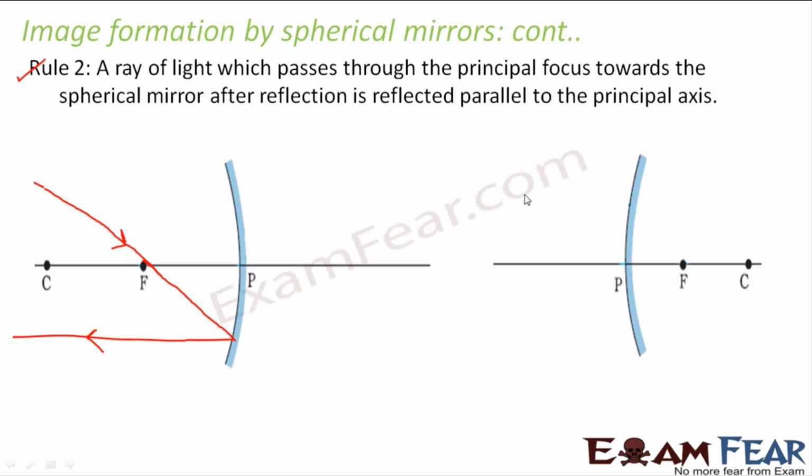So what will happen in case of a convex mirror? In case of a convex mirror again, if you have a ray of light which passes through the principal focus, that means let us suppose you have a ray of light like this, which appears to pass through the principal focus, after reflection it will go parallel to the principal axis. Please remember that whenever you denote a ray of light, do not forget to put this arrow, because this arrow indicates the direction of the ray of light, right? So this is how it will happen in case of a convex mirror.